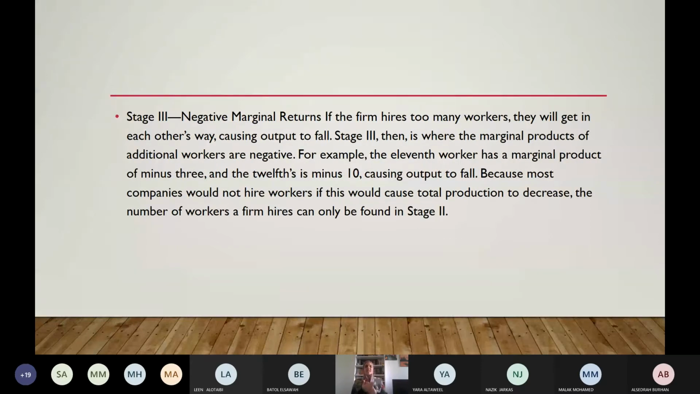Stage 3, negative. If you hire a worker, you will lose. Each one will get into each other's way. They will cause output to fall. In stage 3, we cannot hire workers.